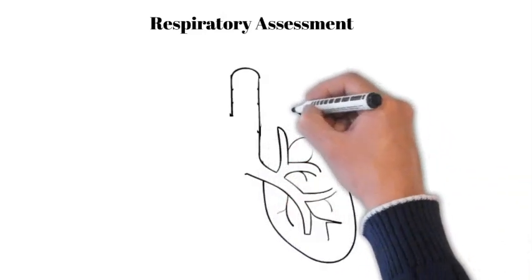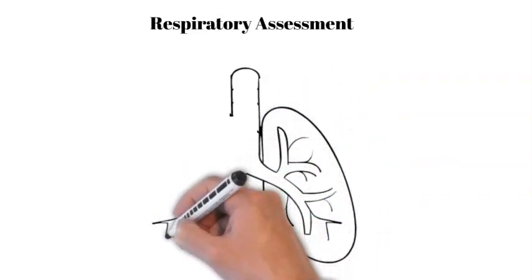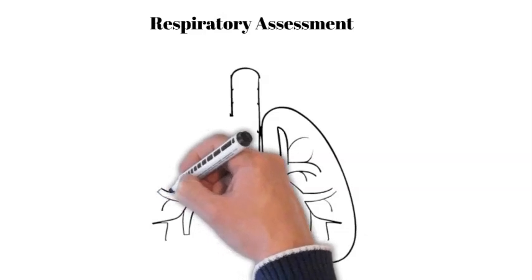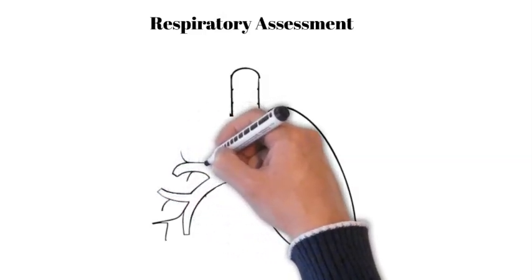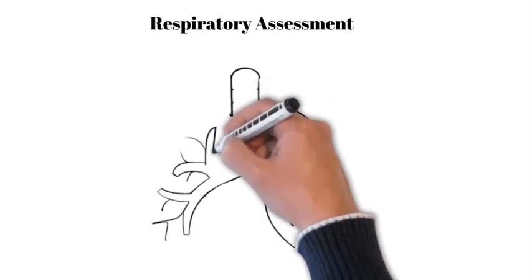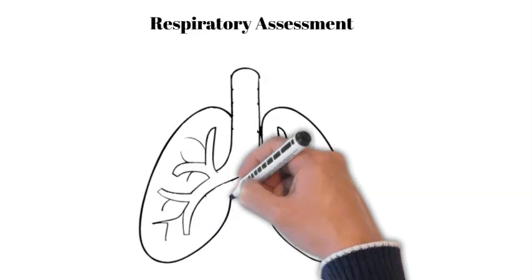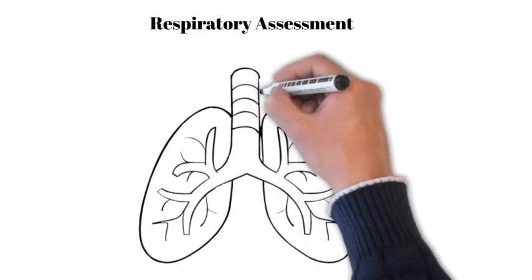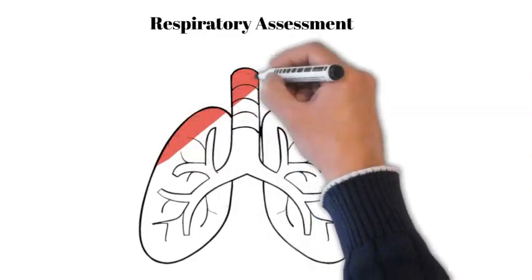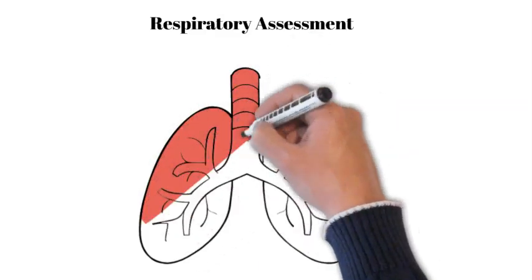Assessment techniques. Inspection, examining the chest for any visible abnormalities, such as asymmetry or respiratory distress. Palpation, assessing for any areas of tenderness or masses. Percussion, tapping on the chest to assess for changes in sound or tone, which can indicate fluid or air accumulation. Auscultation, listening to breath sounds using a stethoscope, including any abnormal sounds.